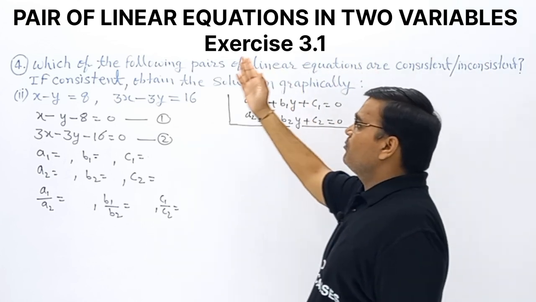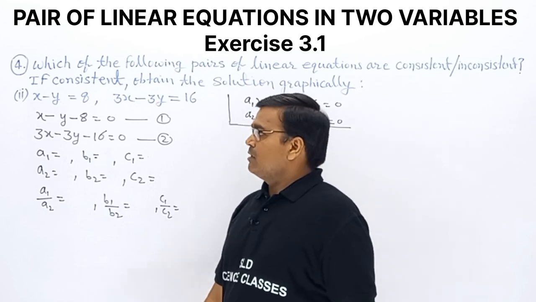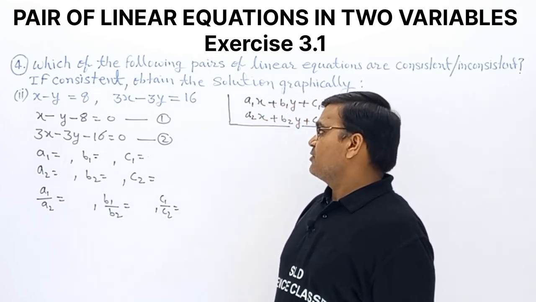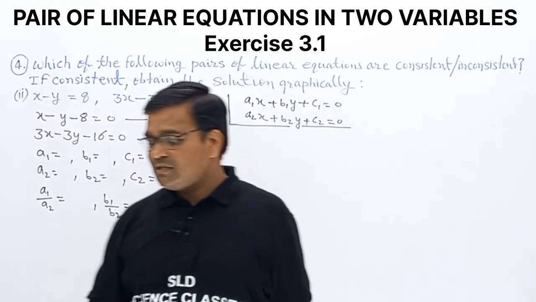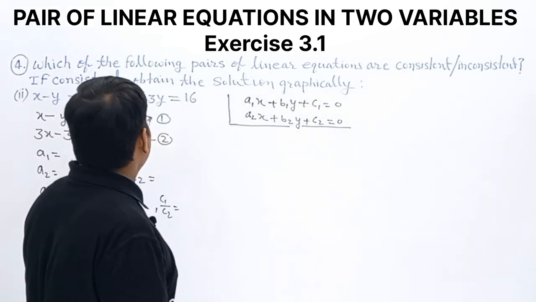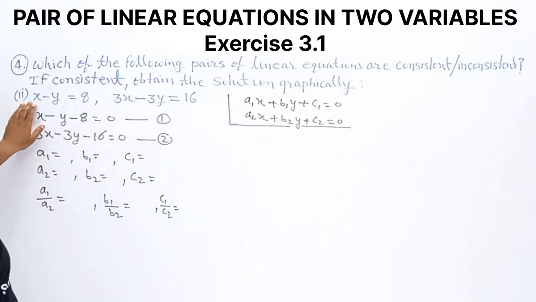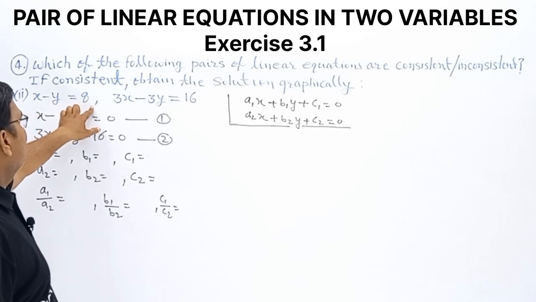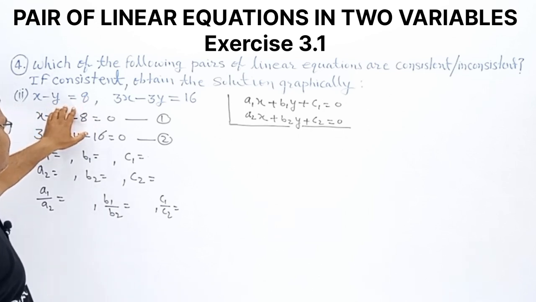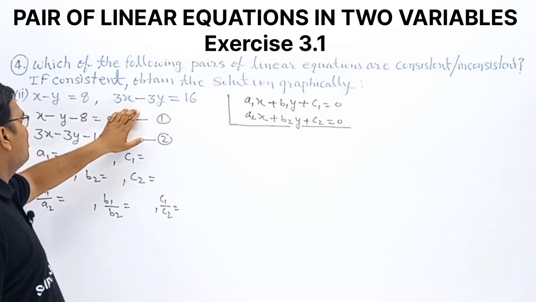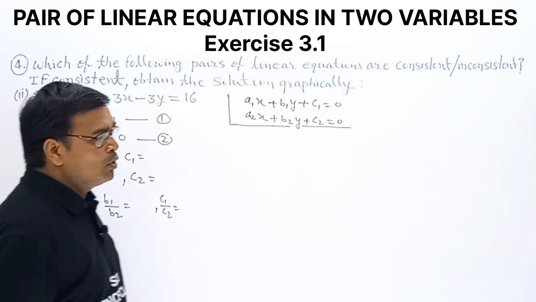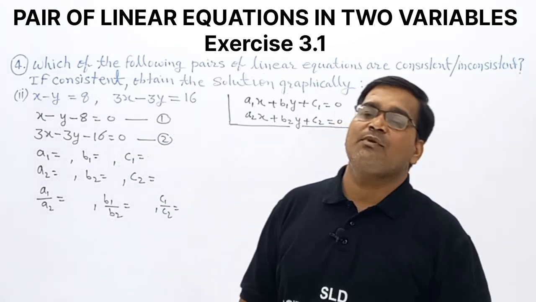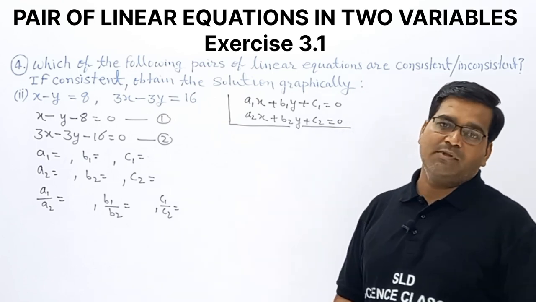We are having some pairs of linear equations. I am taking the second pair of this question. We are having some questions in this, and out of these questions, I am taking the second one. What is this one? x minus y equal to 8 is one linear equation in two variables, and another linear equation in two variables is 3x minus 3y equal to 16. We are having two linear equations in two variables.